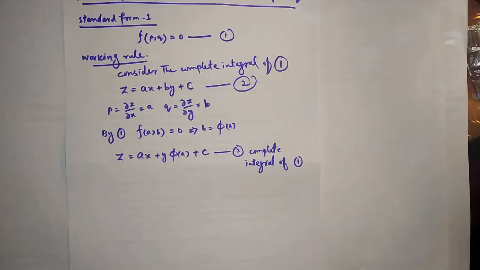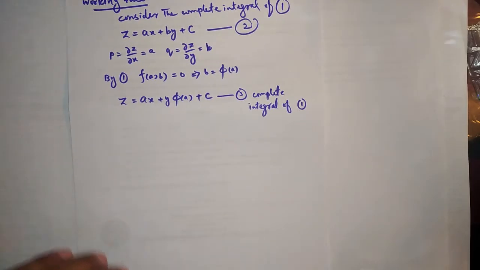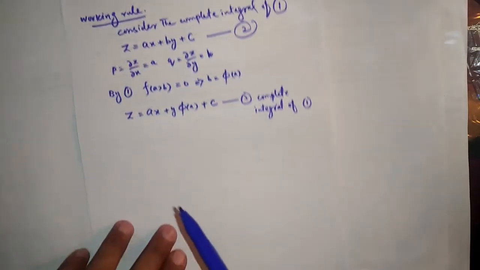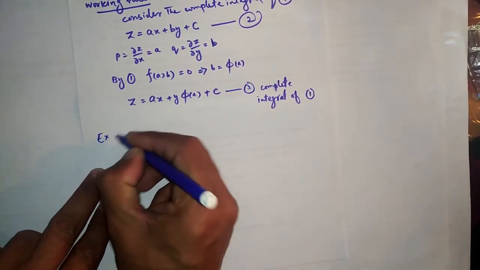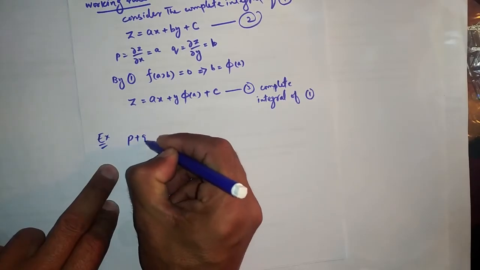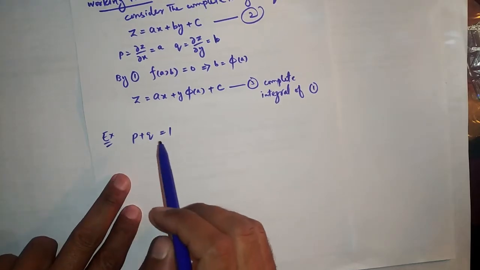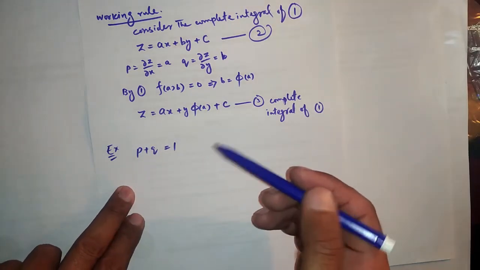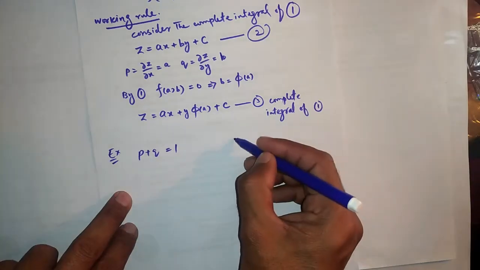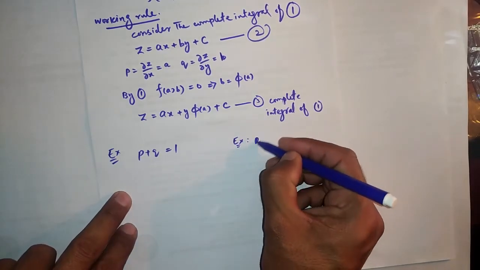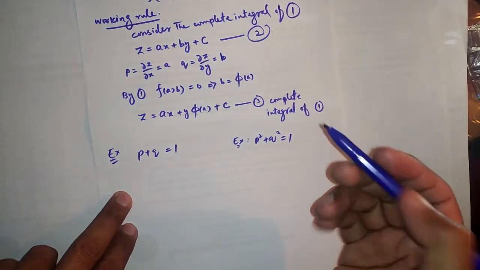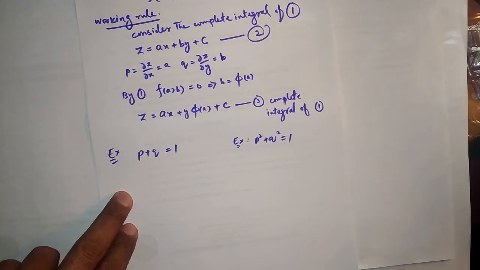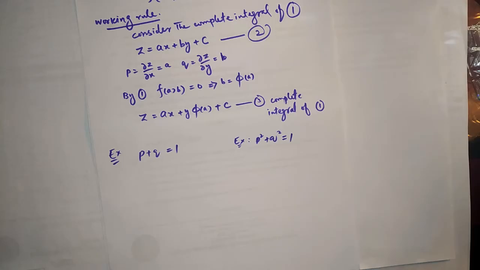So let's do an example to understand how we are going to solve a nonlinear partial differential equation of this kind. We are given a partial differential equation which is p plus q equals 1. This is easy, as we can see that this partial differential equation only contains p and q terms. There are no extra terms which contain x, y or z. Clear? Similarly we can have other examples like p square plus q square equals 1, or p square minus q square equals 1. Such nonlinear partial differential equations are of first kind, and we are going to solve them.